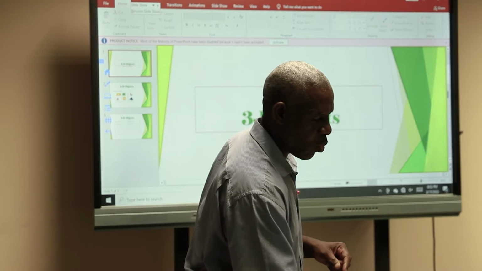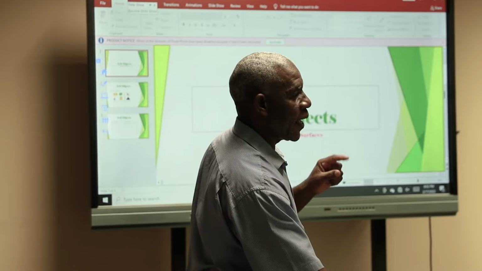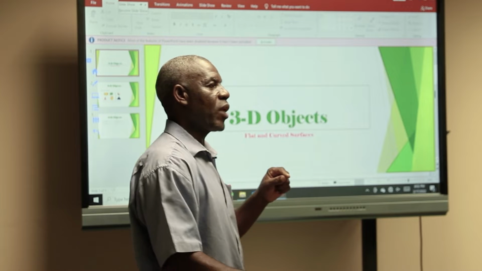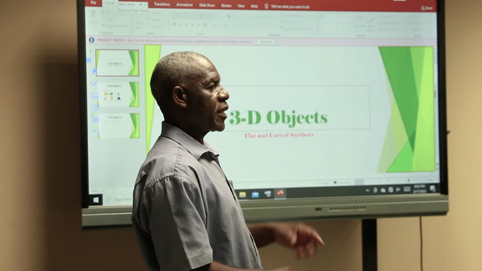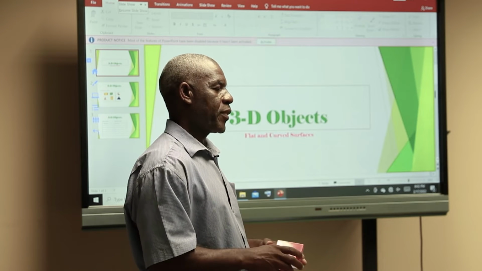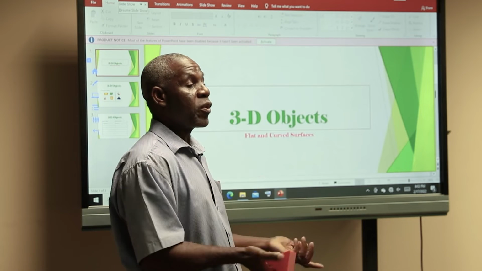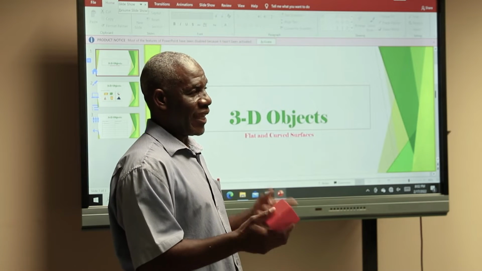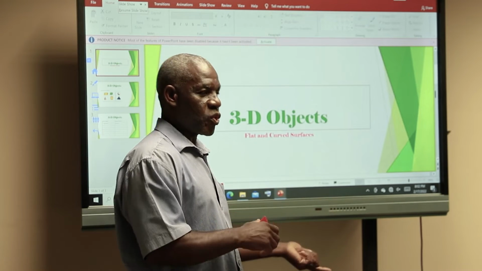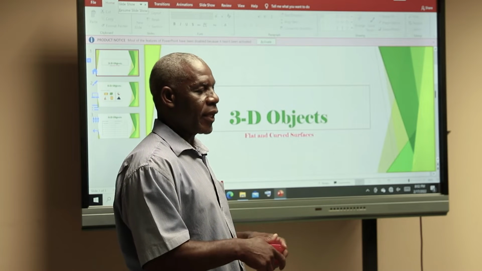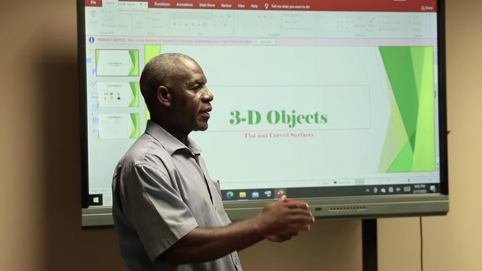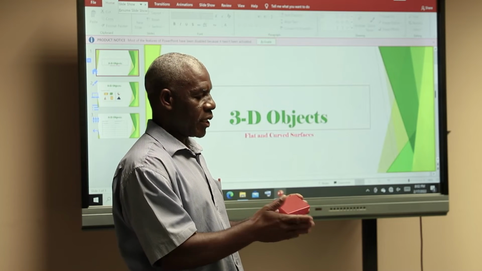Direct them to the property that you want them to identify, the property that you want them to work with. Yes, you can give your learners enough time to explore these 3D objects so that they can see which is which, and then they can tell the surfaces, whether they are flat or they are curved.